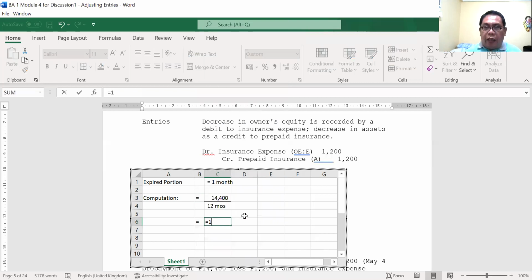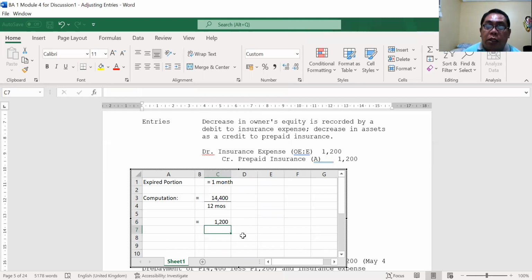So 14,400 divided by 12 is equal to 1,200 per month for the adjusting entry. So again, back to our class, the example in the problem is only 1 month. It's only 1 month, January, and we made the adjusting entries.